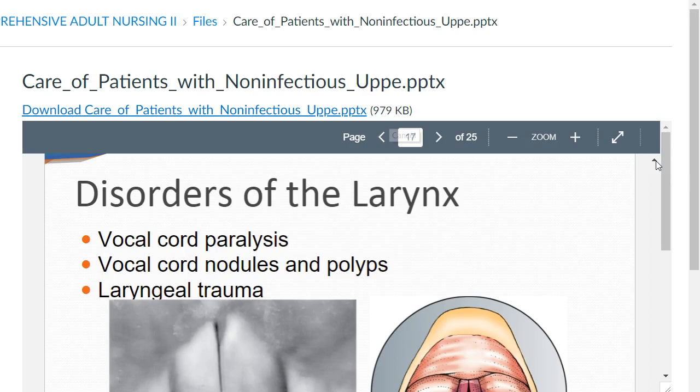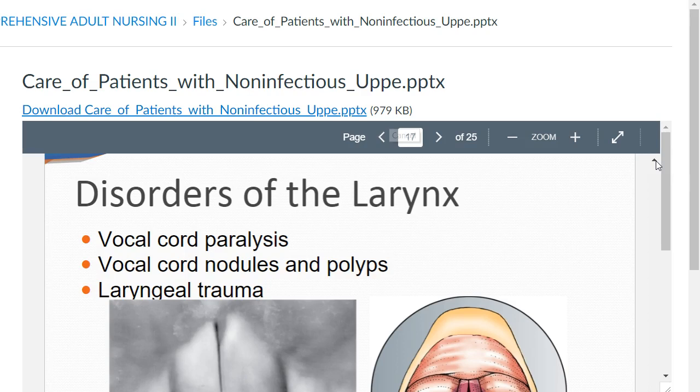Rarely is it permanent. It can occur also with neurological problems. Maybe someone had a chest injury, some injury to the vagus nerve, or brainstem injury. Laryngeal nerves may be damaged from trauma or disorders that involve the chest, the esophagus, and the thyroid. Okay.